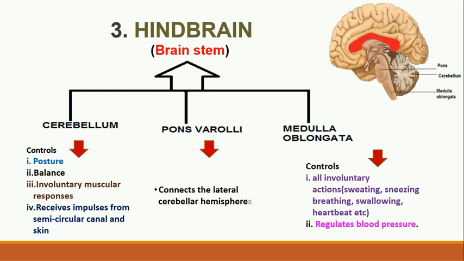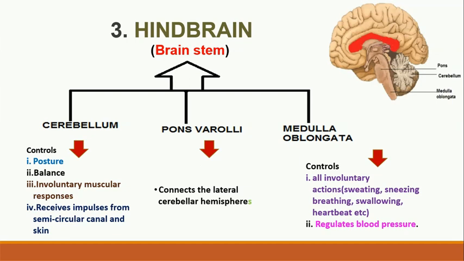Number 2, we have the pons. Can also call it pons, no problem. This is the part that connects the lateral cerebellar hemispheres together. So the cerebellum can also be divided into 2 halves. The first one is called the right hemisphere, and the second one is called the left hemisphere. So the pons varolii is responsible for connecting them together.